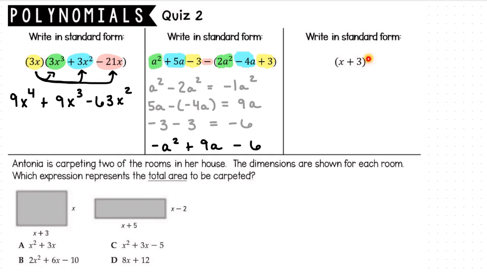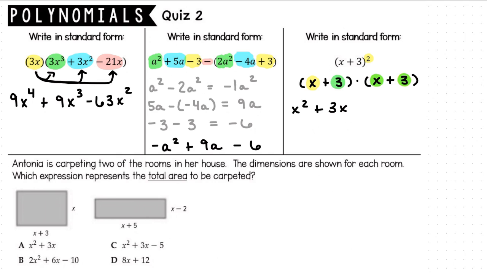The third expression asks us to write in standard form. Be careful, this exponent of 2 means take the entire quantity x plus 3 and multiply it by the entire quantity x plus 3. We have a result of two binomials that must be multiplied. In yellow, we take the first term of the first binomial and multiply it by each term in the second binomial. This gives us x squared plus 3x.